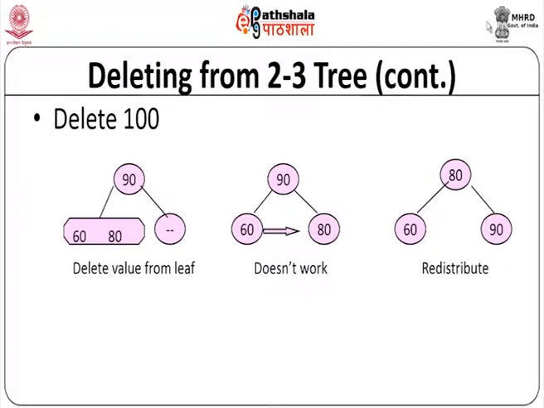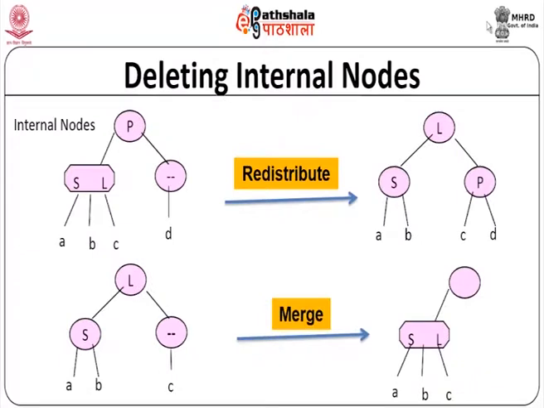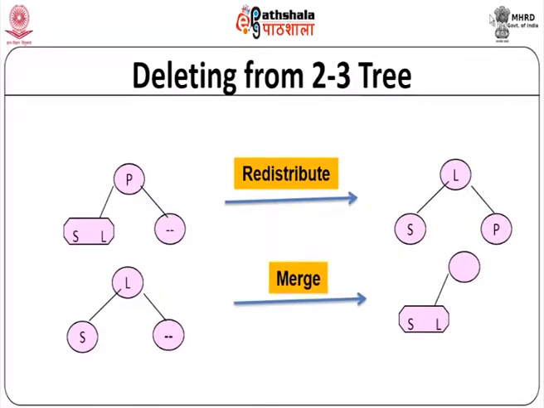Now, suppose we want to delete 100, deleting the value from the leaf. So, you delete 100 from the leaf, it does not work. So, you redistribute it such that you get what you want. So, deleting from a 2-3 tree has 2 operations. You have S, L and you have a parent with 1 child and you have an empty right subtree. Then you redistribute it such that S, L and P, a small rotate, that is a redistribution. Or you have S, L and an empty leaf. Then what you do, you move it up and merge S, L.